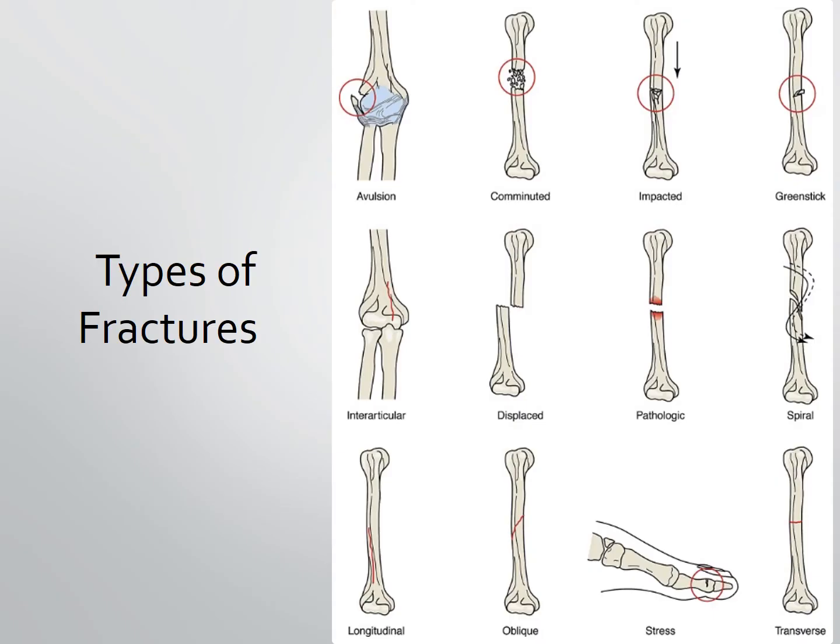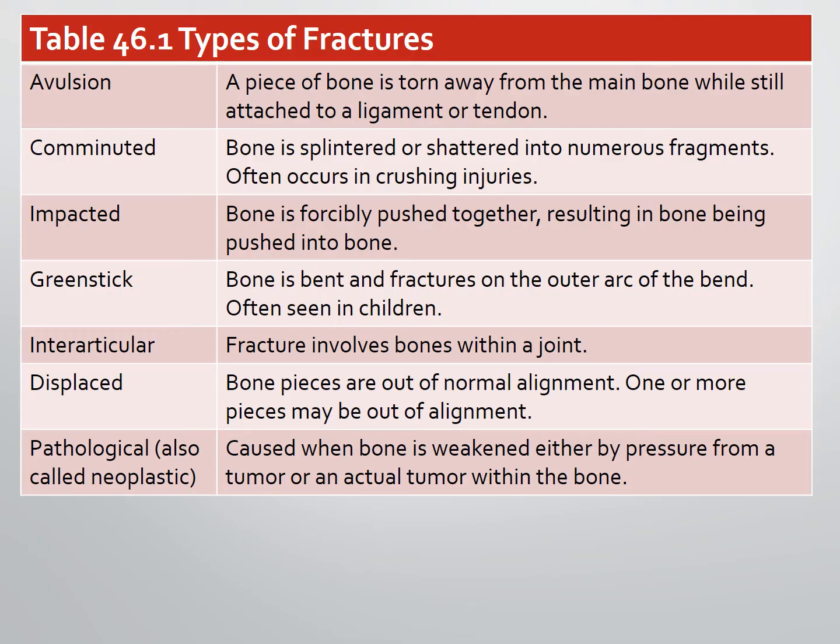So types of fractures. Your book does a nice job and goes through these. And you can see all of them in my picture here, and then I'll go on to the chart here. So you want to have an idea of these fractures because you're going to see them in charts. You've probably already started to see them in certain charts, and they make sense, the fractures here. So I'm going to go on to the next slide. So an avulsion, that's going to be the bone is torn away from the main bones while still attached to a ligament or a tendon.